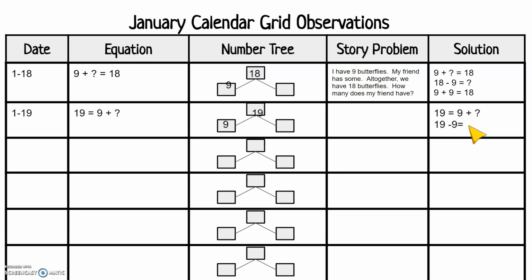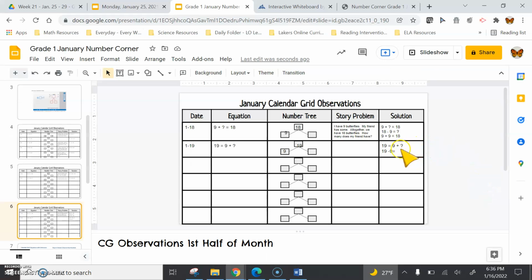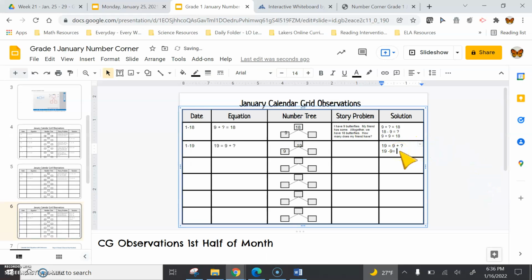Hold up 9 fingers. We're going to count backwards from the number 19. So if we say we have 19, then when we go 18, 17, 16, 15, 14, 13, 12, 11, 10. We land on the number 10. 10 is our answer.